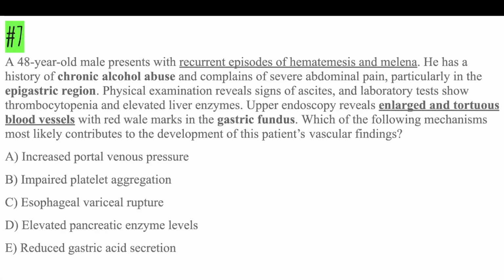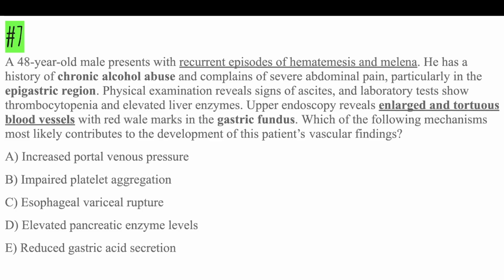So now let's go over why some of the other answers are incorrect. B, impaired platelet aggregation, is not a direct mechanism for the development of gastric varices. Thrombocytopenia, or low platelet count, can occur in patients with advanced liver disease and portal hypertension, which may be secondary to chronic pancreatitis in this case. However, thrombocytopenia is a consequence rather than a direct cause of gastric varices. So although they're related, it's more of a consequence of the situation. It's not really causing it. So that's what makes B wrong.